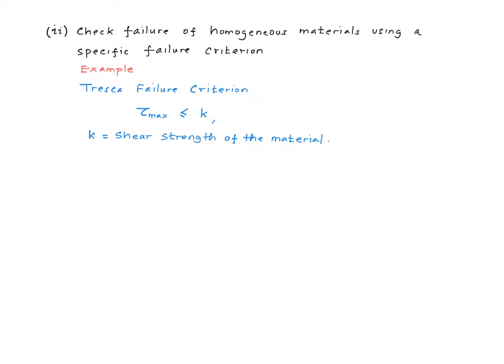In this particular example, I will consider the Tresca failure criterion. The Tresca failure criterion says that the maximum shear stress in the material should be less than or equal to K, where K is the shear strength of the material, for the material to be safe. So this problem boils down to finding the maximum shear stress in the material, right? So what exactly does it entail?